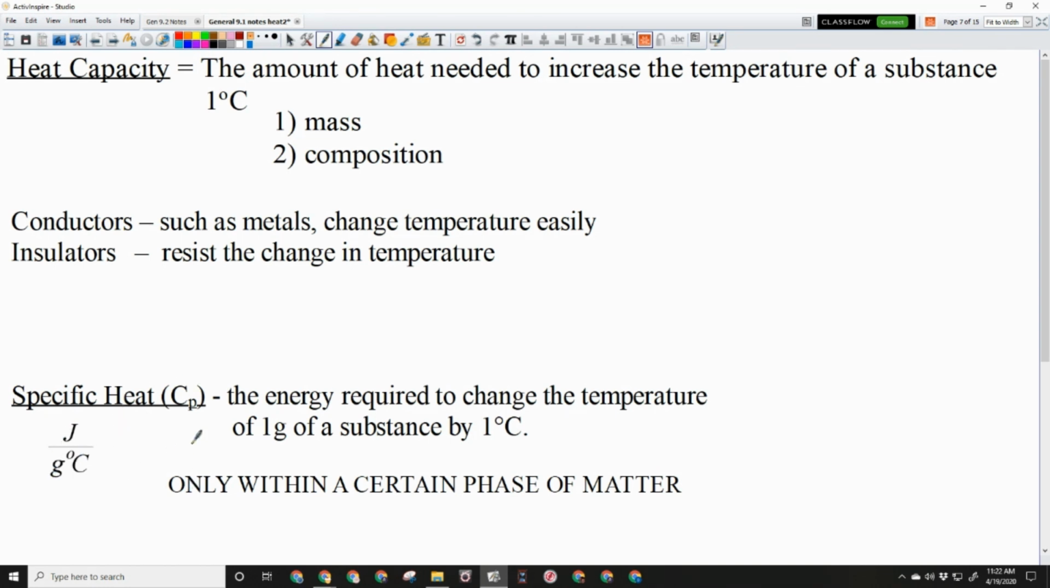Now this specific heat, this number, is only good within a certain phase of matter. Like, we have a specific heat of water that we're going to see a lot, 4.18 joules per gram degree Celsius. This is only for the liquid phase of water. Okay, ice has a different specific heat. Ice absorbs energy at a different rate, and we're going to talk about that in our next section. So this is only good within a certain phase of matter. Each phase has a different specific heat.